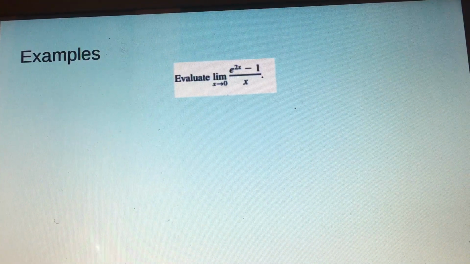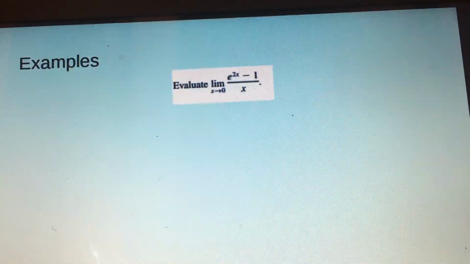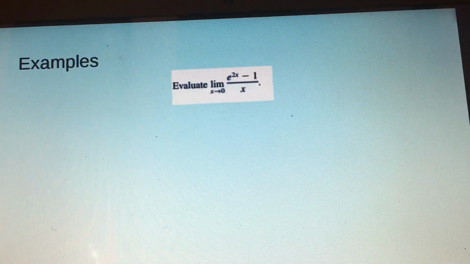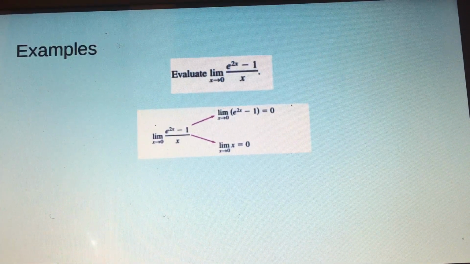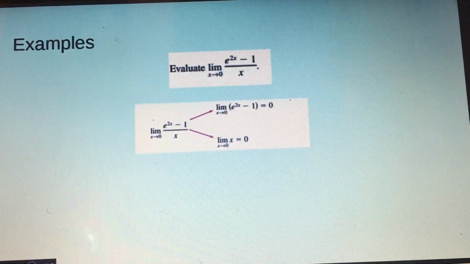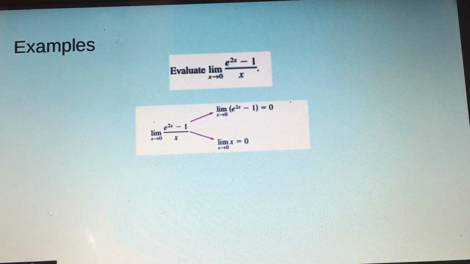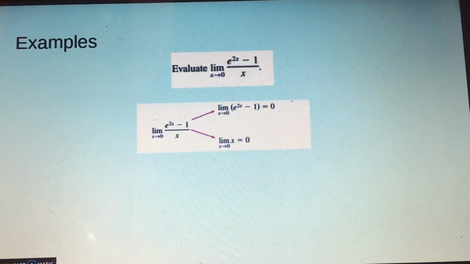In this example, we are asked to evaluate the limit as x approaches 0 of e to the 2x minus 1 over x. If we were to evaluate the limit as is, the numerator, the limit as x approaches 0 of e to the 2x minus 1, is equal to 0. And for the denominator, the limit as x approaches 0 of x is also equal to 0, giving us the indeterminate form of 0 over 0.